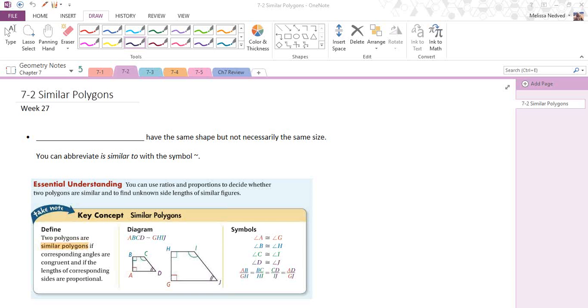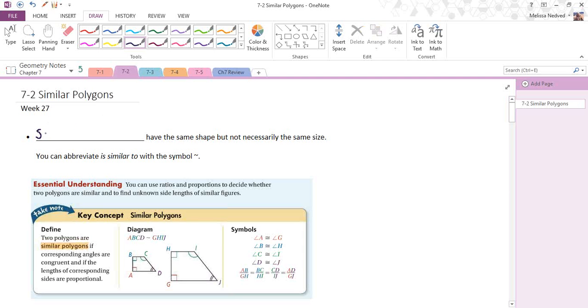We're going to take a look at section 7-2 and review it and learn about similar polygons. So it's probably a topic that you've heard of, and we're going to maybe go a little bit more in depth and really learn how we can discuss similar polygons and how we can decide if two polygons are similar. So let's go ahead and start with that vocab term.